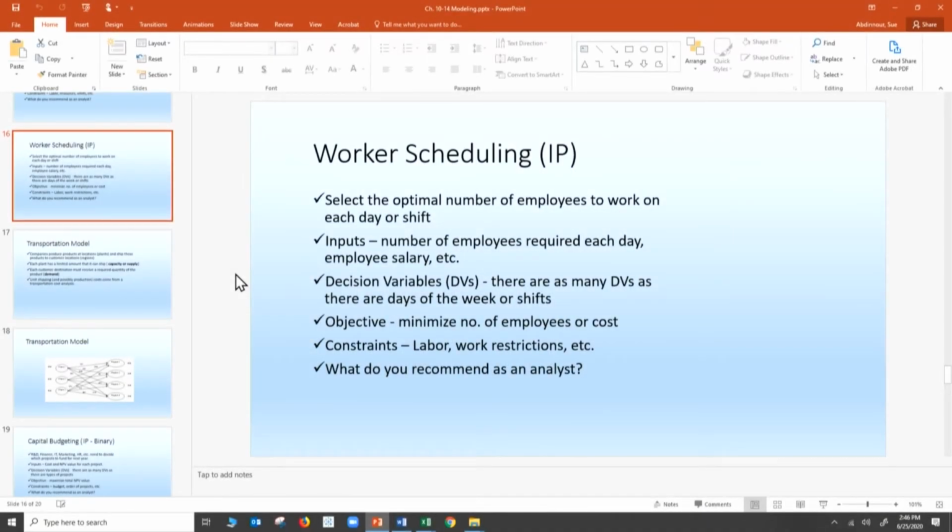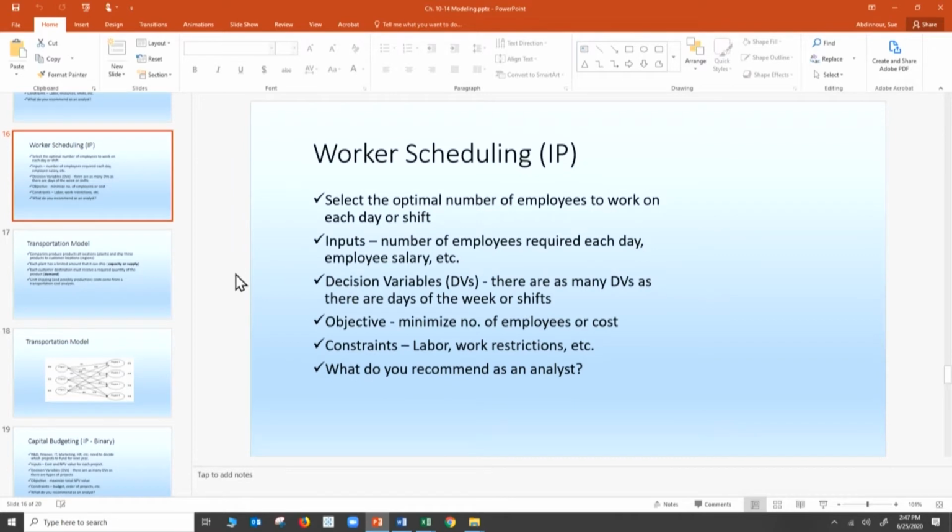Hello, class. We're now covering more advanced optimization models. The first class was linear programming. We call it LP. Now we move on to something called IP, which is integer programming. And that's when the solutions have to be integers. Integers means whole numbers, 0, 1, 2, 3, whole positive numbers.